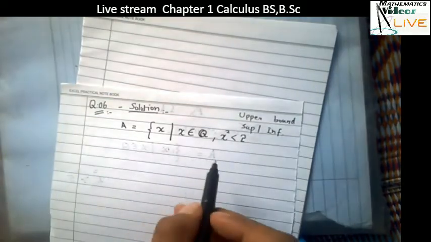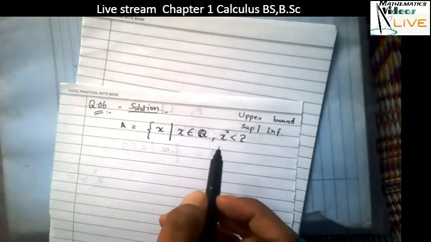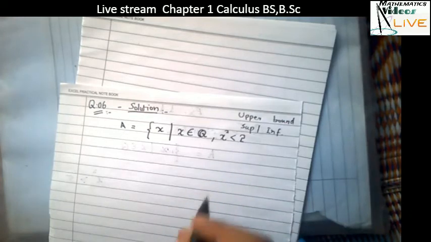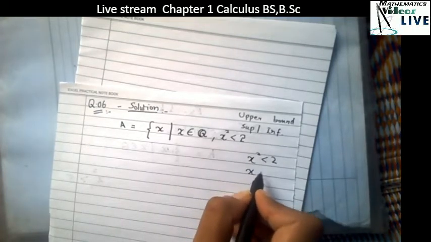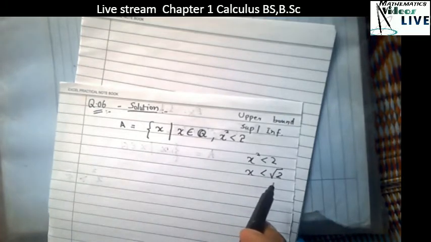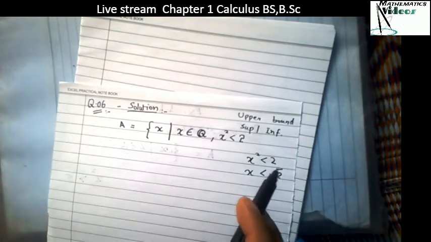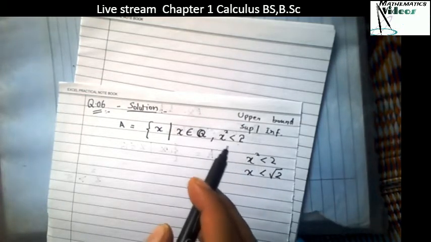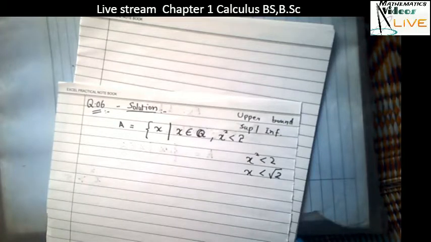Secondly, we need that this must be bounded from above. We can take, for example, x square less than any number, for example 2. Now this set is clearly bounded from above. What are its upper bounds? We can see easily x square is less than 2. By taking square roots we get x is less than square root 2.